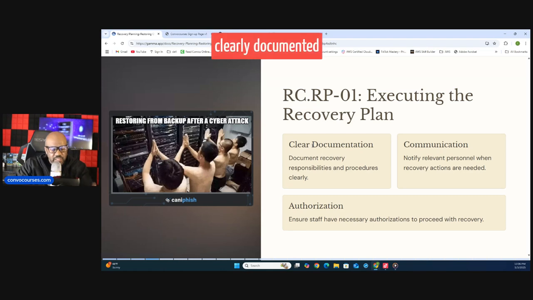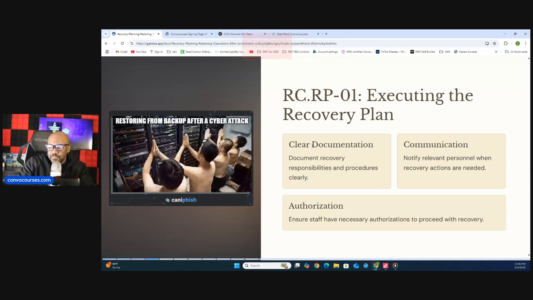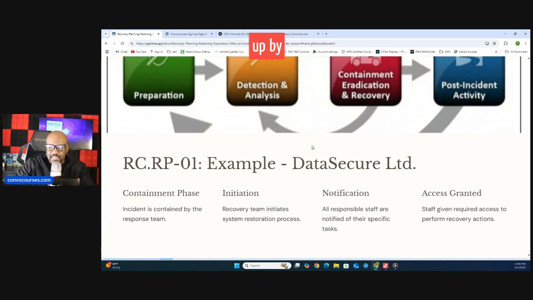You need to have this clearly documented in your organization. You need to communicate and notify all the relevant people when the system goes down. You have to have a plan in place. So here's what we're going to do. Here's the people you're going to recover. And you need to ensure that all these people are authorized to do what they're about to do. So authorization, all of this needs to be, once you have the document, signed off by the proper authorities in your organization. It's very important that it's backed up by the organization.